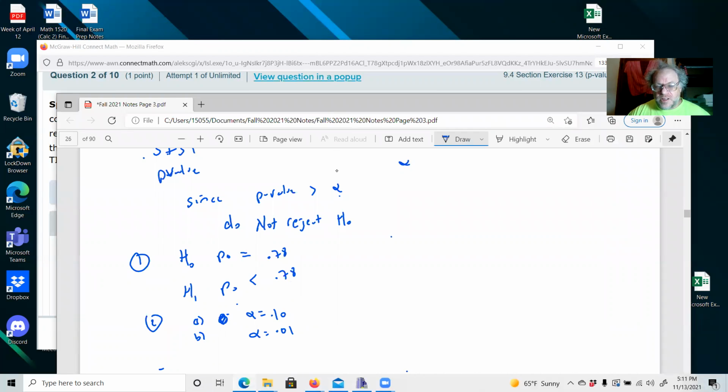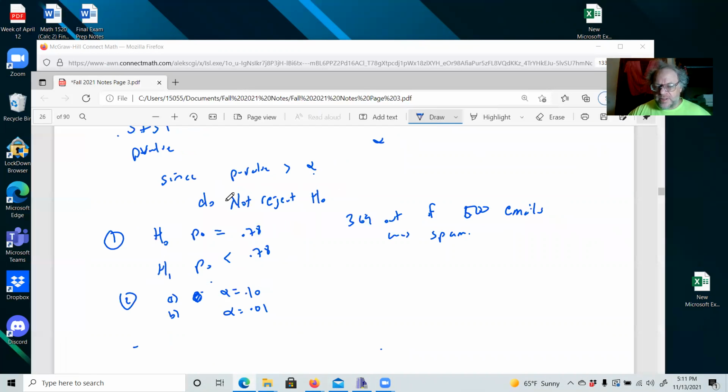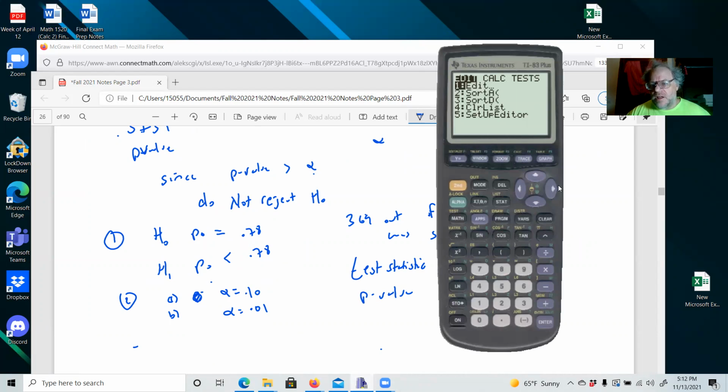Okay. So the first thing we're going to do is write down the stuff that we know. We're going to say that 369 out of 500 emails was spam. Okay. And now we're going to go ahead and calculate that. So our test statistic and our p-value. So we'll go back into the calculator. We're going to go to stat. We're going to go to tests. We're going to go to 1 proportion z test.